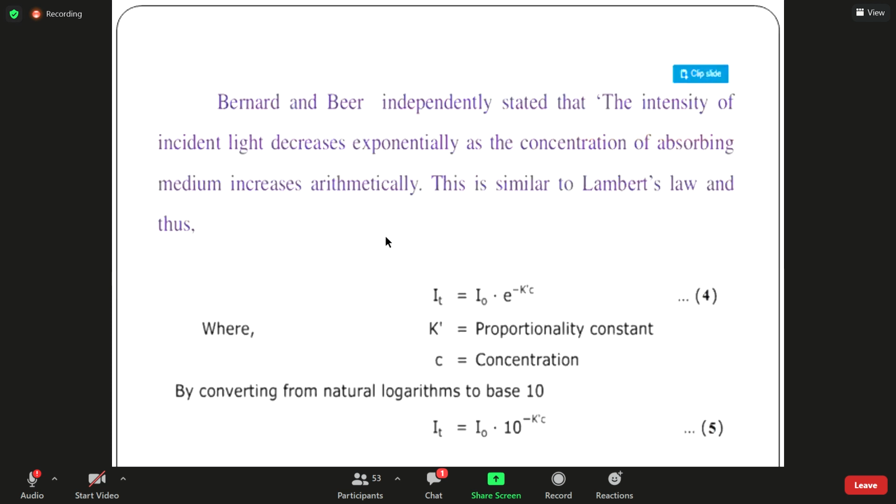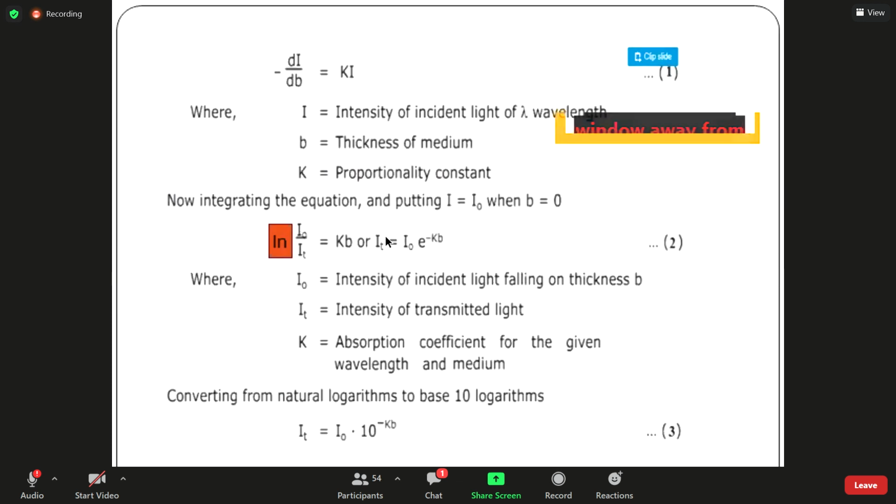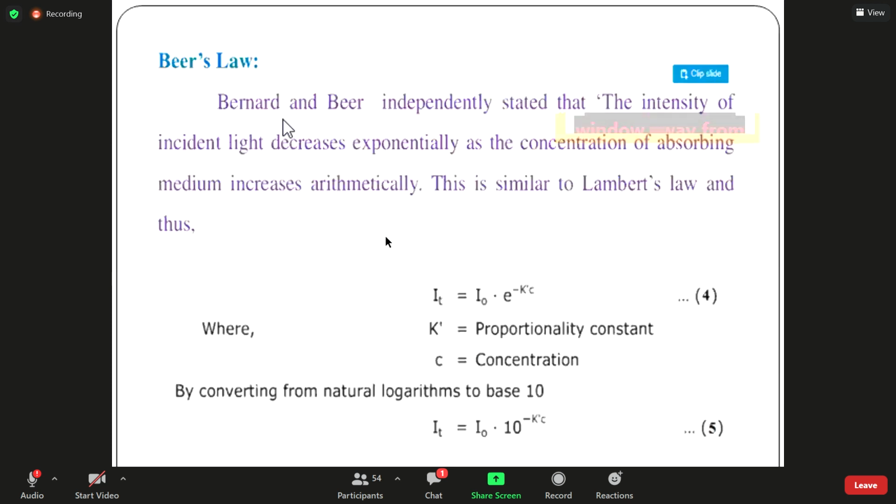Another form is coming, which is Beer's law. What is that? Beer's law is telling that it is independent of the intensity of the light. In the same way, the rate of change of the intensity of light with the thickness is proportional to the concentration of the absorbing medium. That is similar to Lambert's law, but there we equated minus dI db equal to kI. In the case of Beer's law, we can write minus dI db equal to k into C, where C is the concentration of the sample.